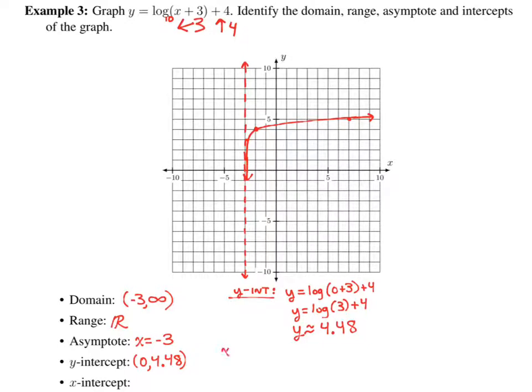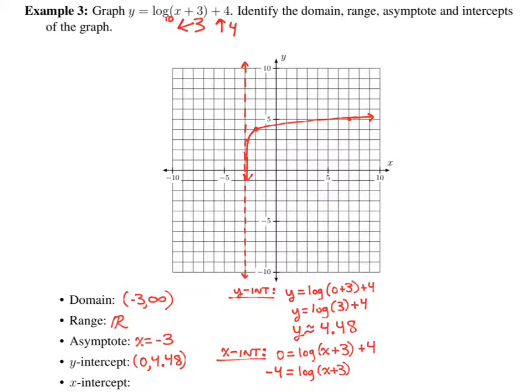Okay, so for the x-intercept, you've got to make 0 go for y. Excuse me. 0 equals log of x plus 3 plus 4. So you're going to solve. You're going to begin by subtracting the 4. So, -4 equals log of x plus 3.